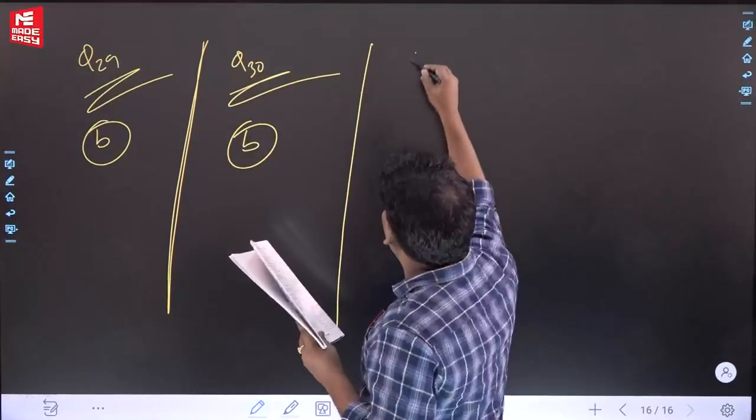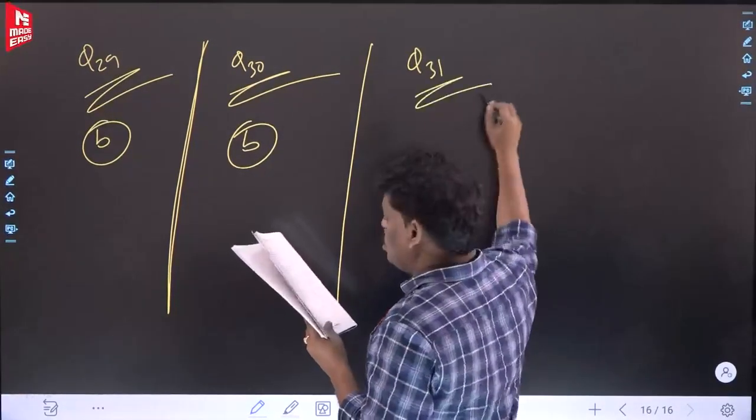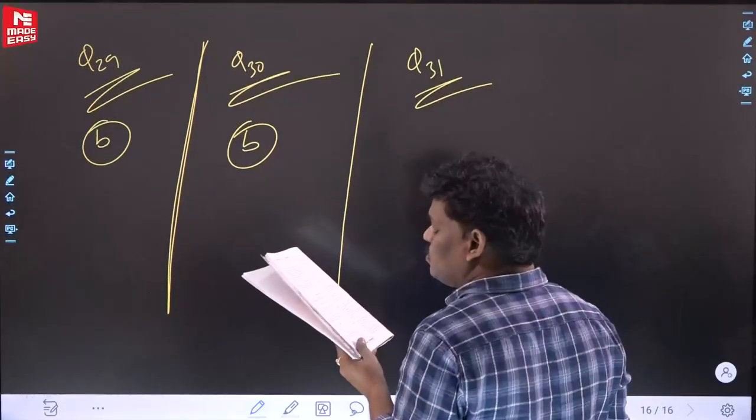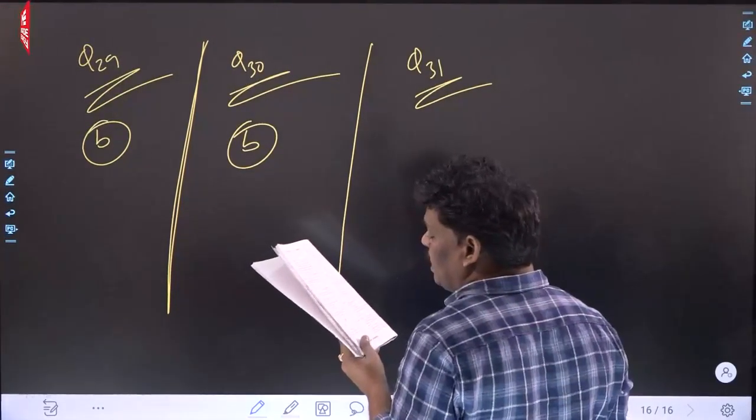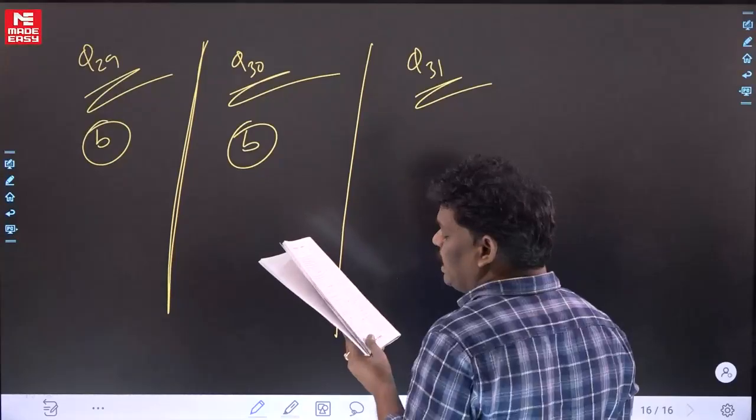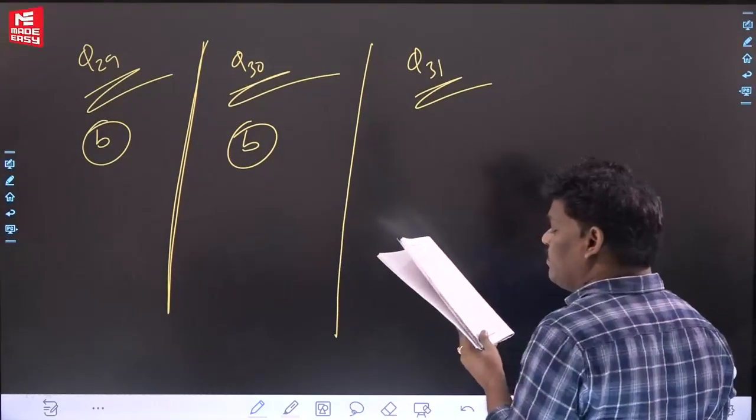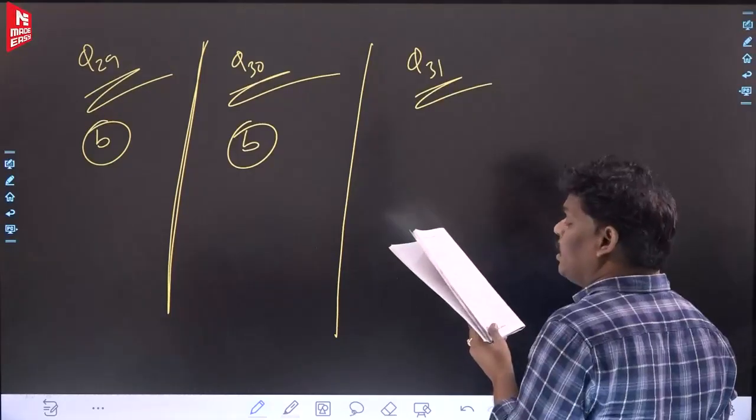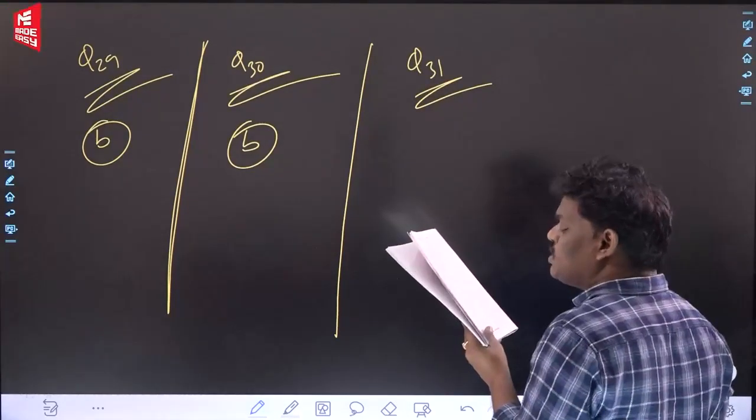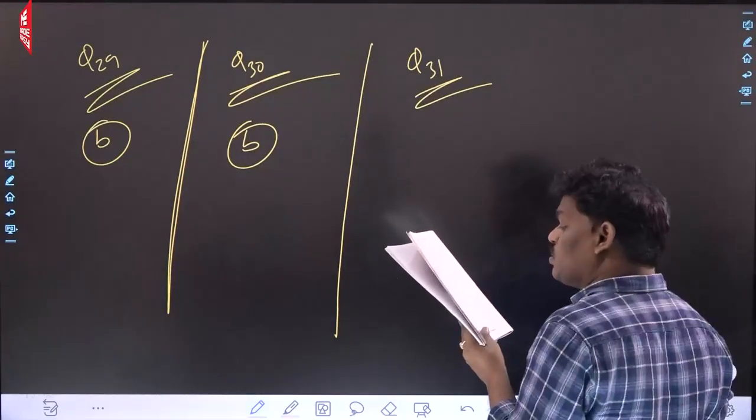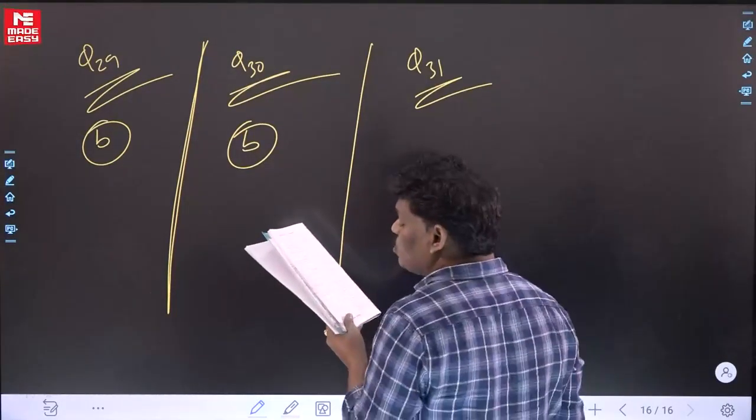Go to question number 31. Two statements are given according to the Bellman-Ford algorithm. Which statement is right, which statement is wrong, we have to identify. P: always finds a negative edge weight cycle if one exists. Need not be, because sometimes it may not be reachable. It finds whether any negative edge weight cycle is reachable from the source. Yes. P is false, Q is true.